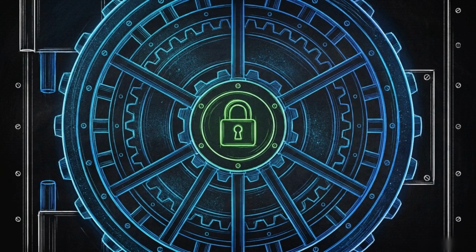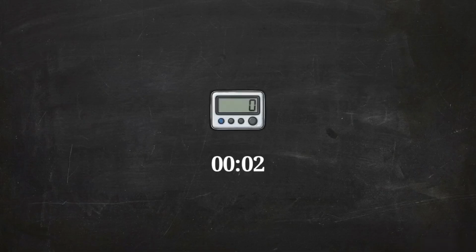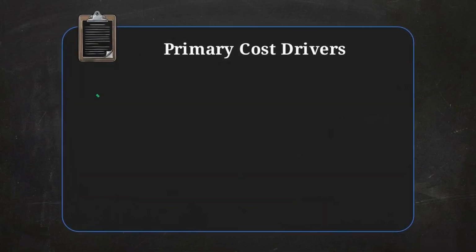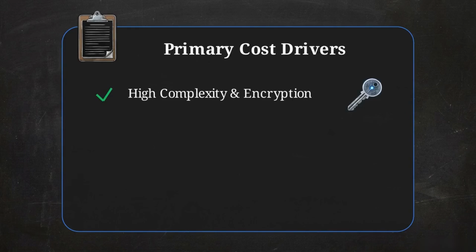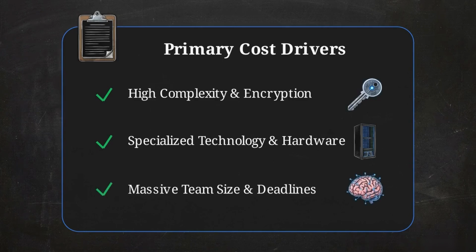So, if you are planning a massive, high-security banking platform requiring strict data encryption, which specific factors will drive your price the highest? Think about the sequence. The checklist isolates the 3 primary culprits: the high complexity of encryption, the specialized technology and hardware required to run it safely, and the massive team size needed to build it within a strict deadline.